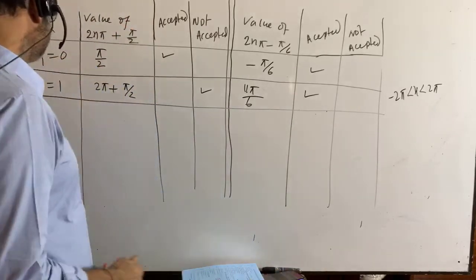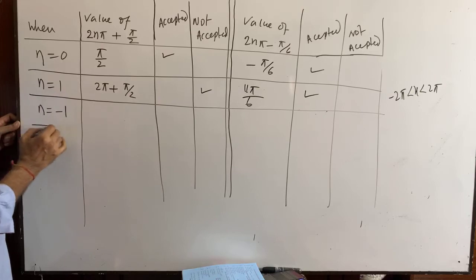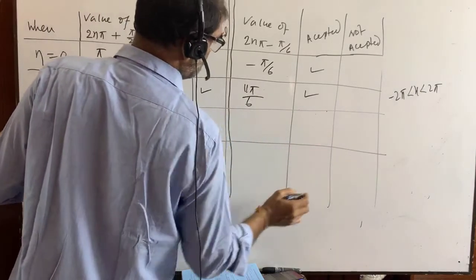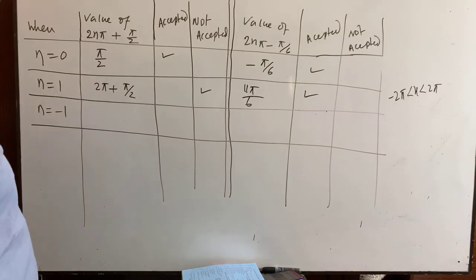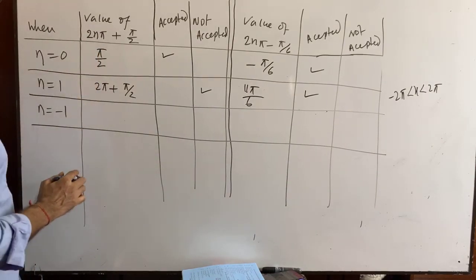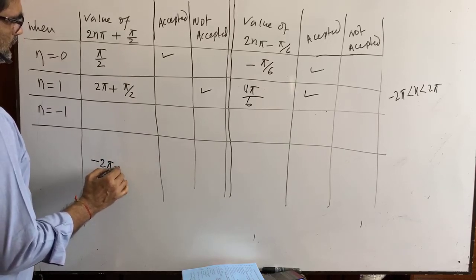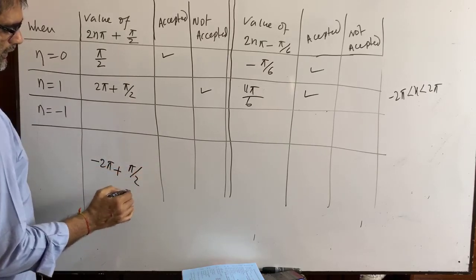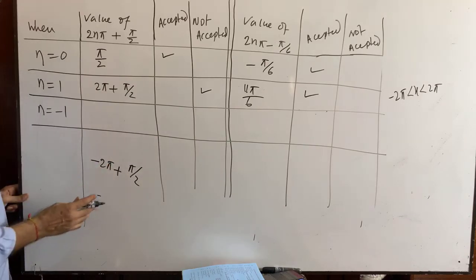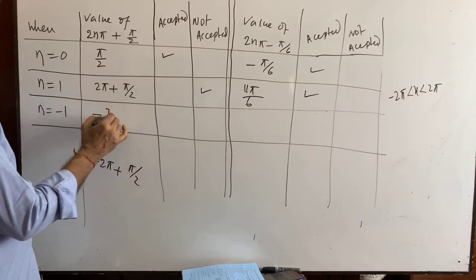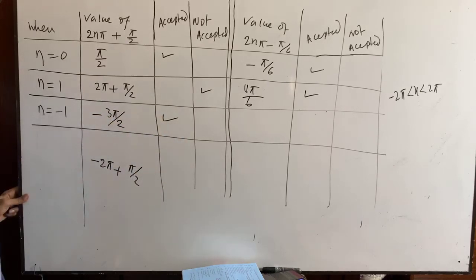Now, if n equals minus 1, what are you getting here? N equals minus 1. That is, we are getting here minus 1. That means minus 2 pi plus pi by 2. It is what? Minus 4 pi plus pi. That is minus 3 pi by 2. Minus 3 pi by 2 is accepted. Okay.